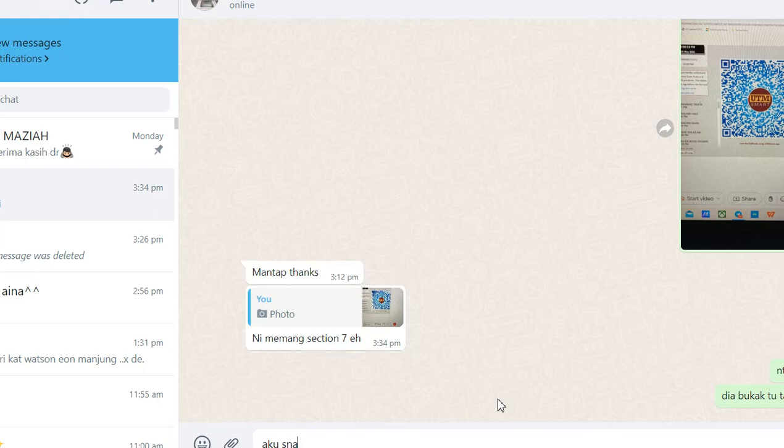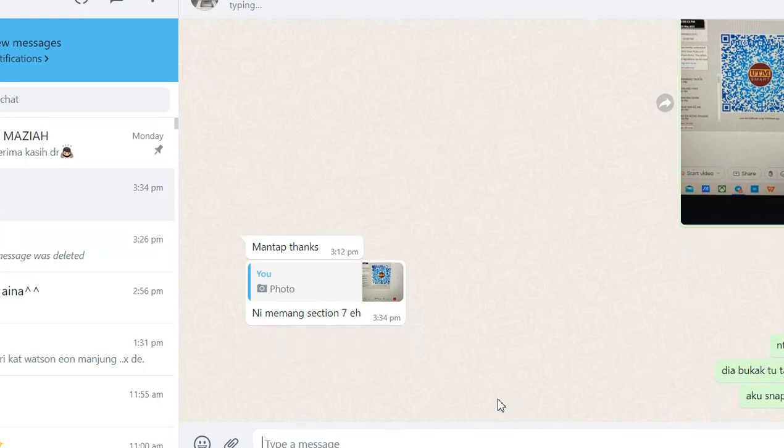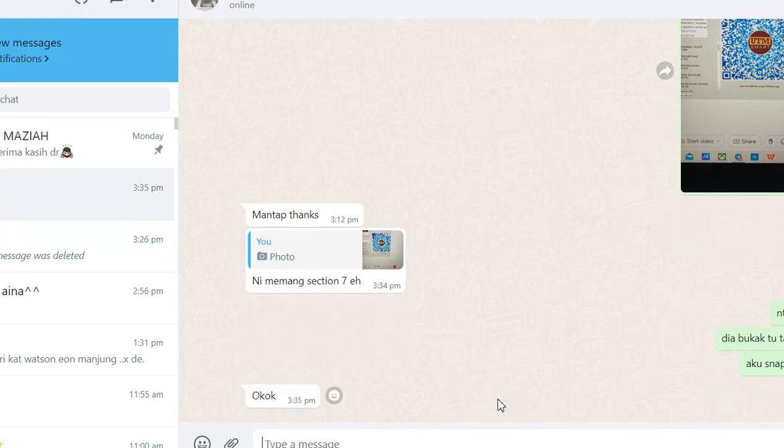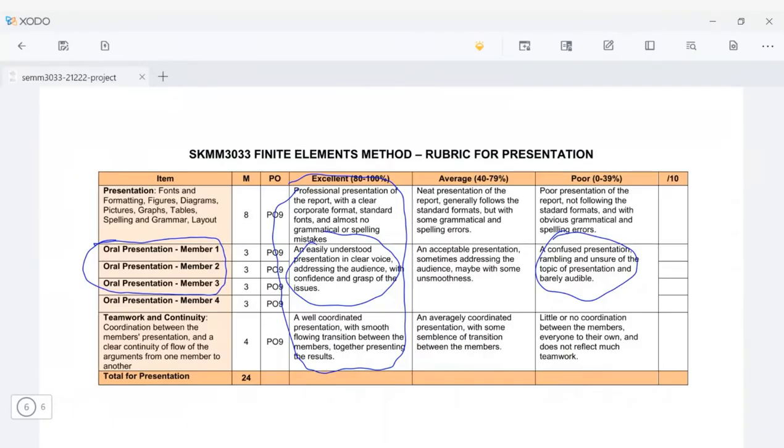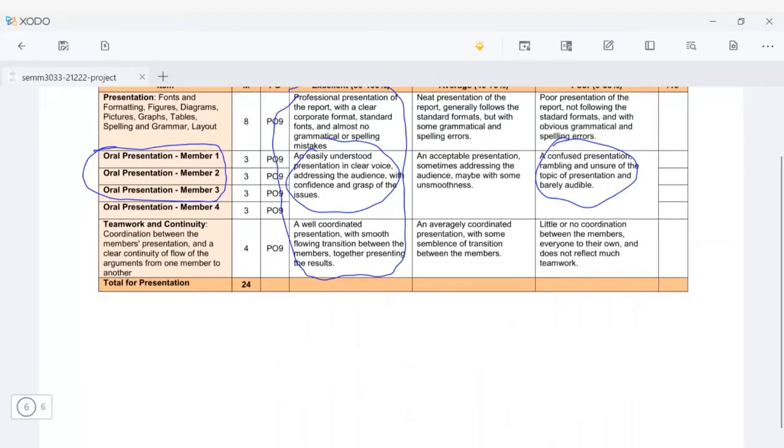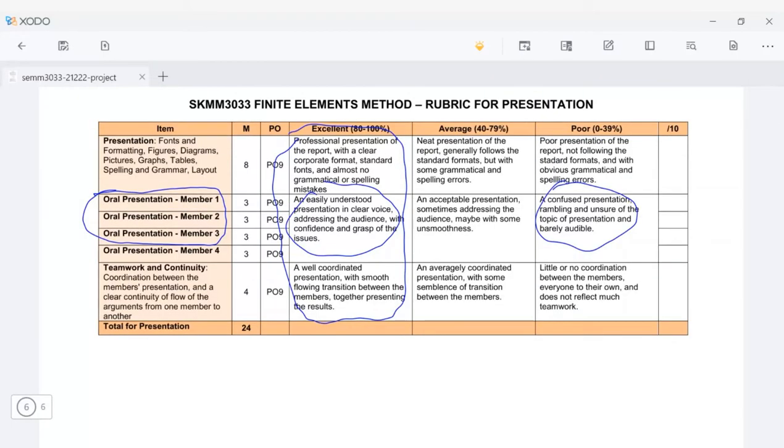Then it might not be this one. It must be this here. Confused presentation, rambling and unsure of the topic presentation, and barely audible. They speak only to themselves. Other people cannot hear. Okay, so these are the rubric. These are the rubric.